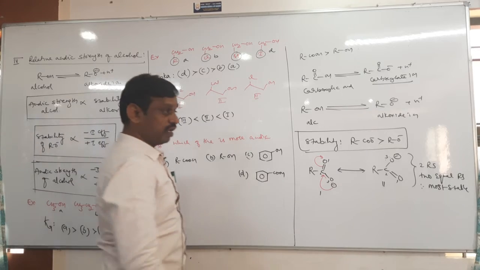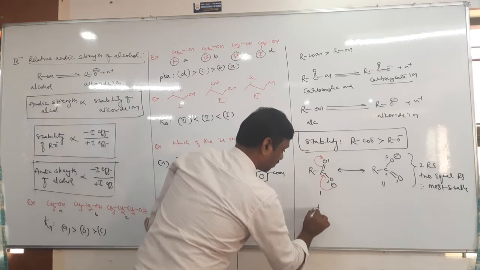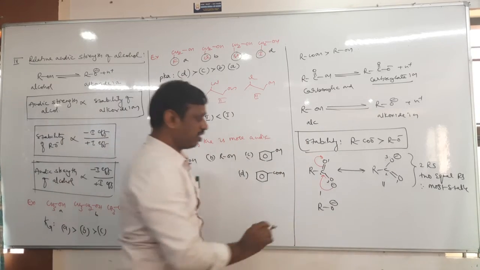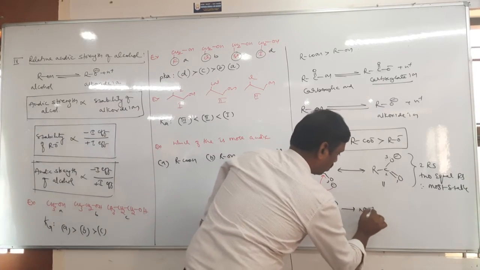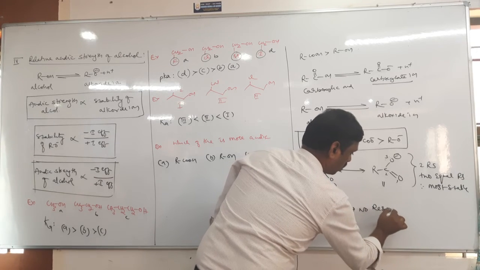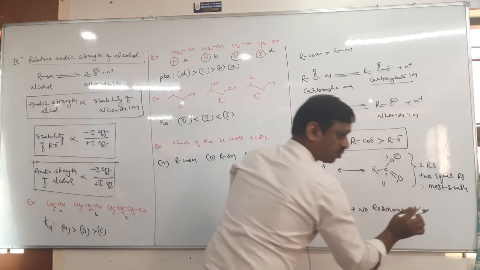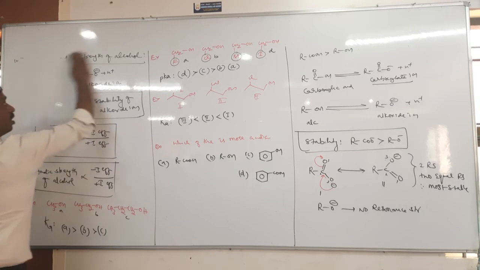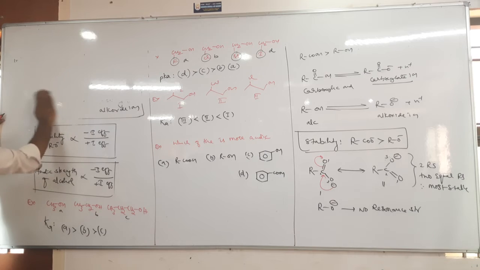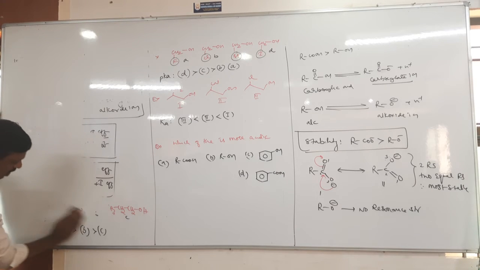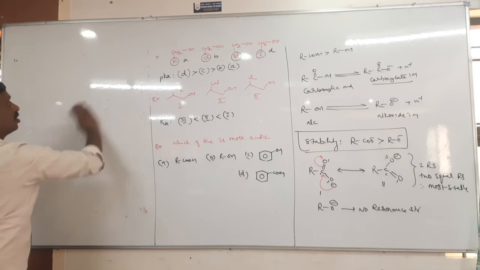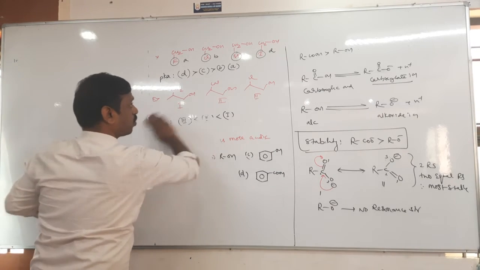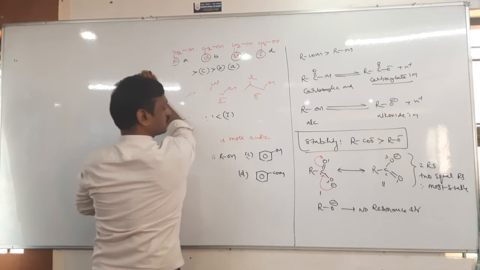Okay, then what about the case of alkoxide? Does alkoxide undergo resonance? No. Therefore, there are no resonance structures. So among alkoxide and carboxylate ion, which is most stable? Carboxylate ion is most stable. So then you got the answer that carboxylic acids are more acidic than alcohol.